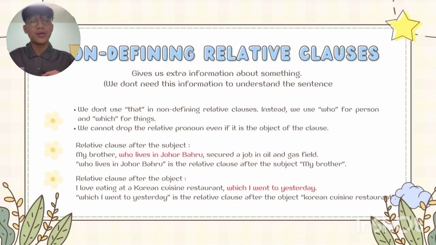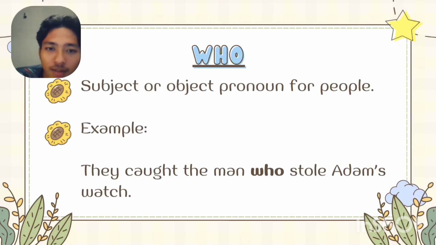So now we move to the next part. Okay, so the first relative pronoun is who. The word who can be used for subject or object pronoun for people. It is used for either defining clause or non-defining clause. For example, in a sentence, they caught the man who stole Adam's watch. So who here is being used as subject, which refers to the man.